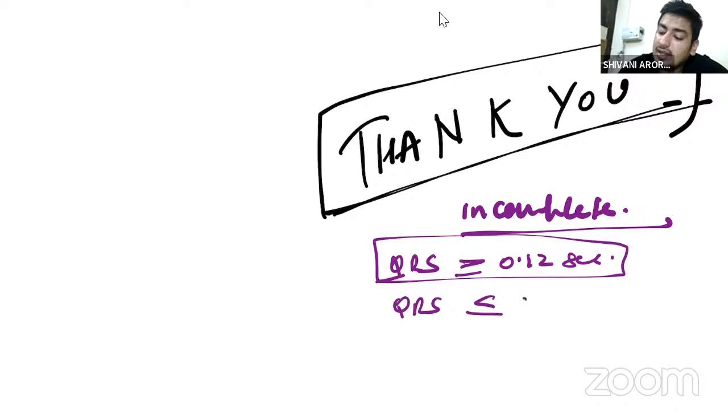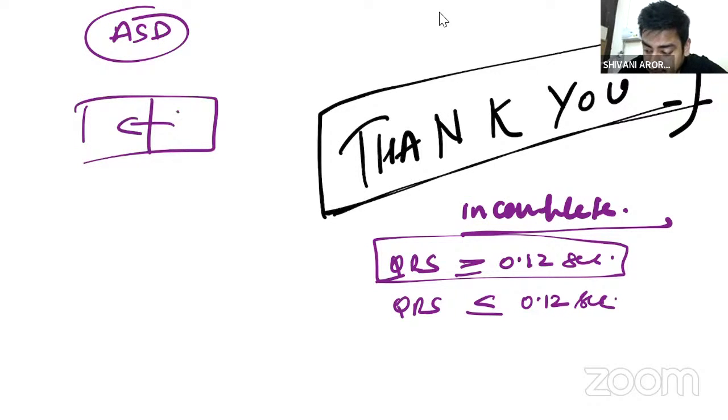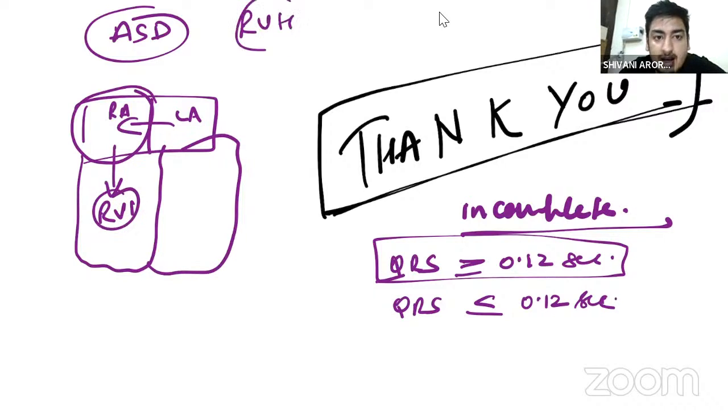In case of ASD, since there is this shunt from left atrium to right atrium, there is obviously RA enlargement because more blood is there in the RA. Now, when this more blood in the RA goes from RA to RV, there would be RV hypertrophy as well. So in long-standing ASD, there is RVH. And this RVH will lead to RBBB.